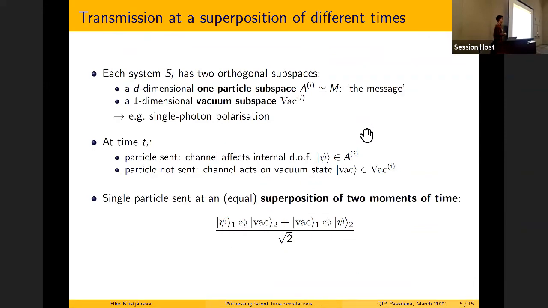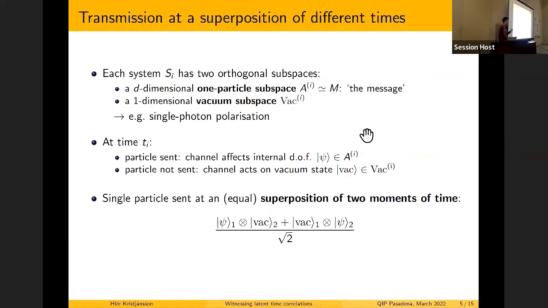The way we do this is the following. We assume that each system Si, where i could be 1, 2, 3 up to k, has a d-dimensional one-particle subspace, which corresponds to the message that we're trying to send, and a one-dimensional vacuum subspace. This could, for example, correspond to single photon polarization. So imagine we're encoding information in the polarization of a single photon. Well, then there'll be a two-dimensional message space and a one-dimensional vacuum. The vacuum means that we don't send the particle.